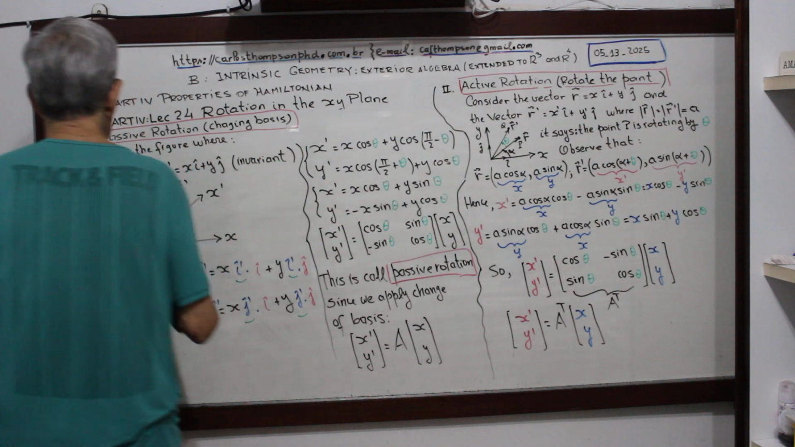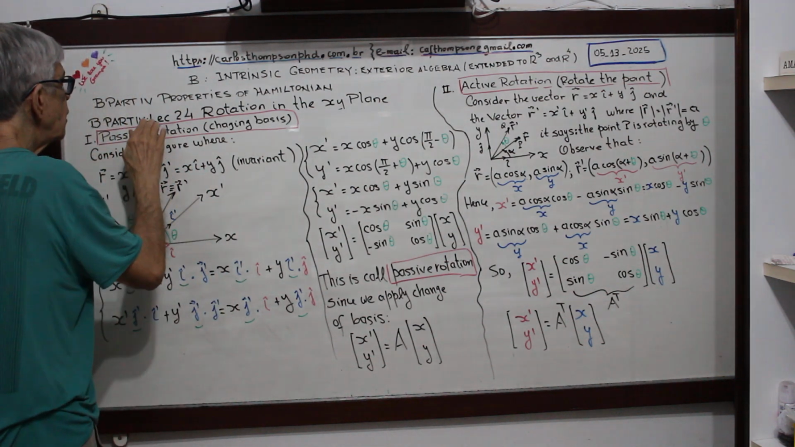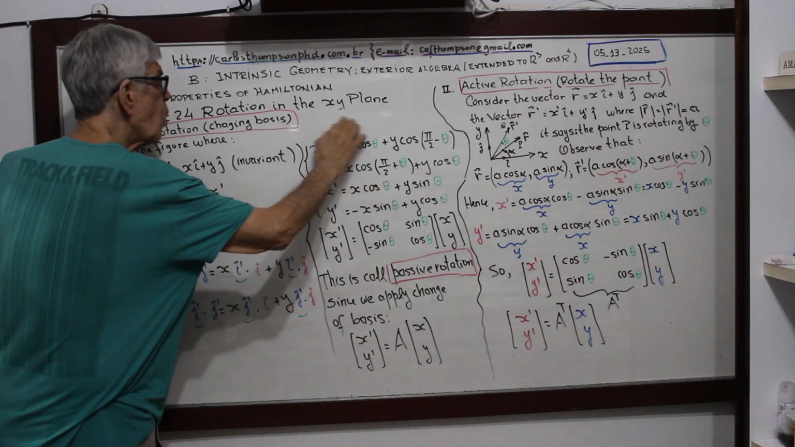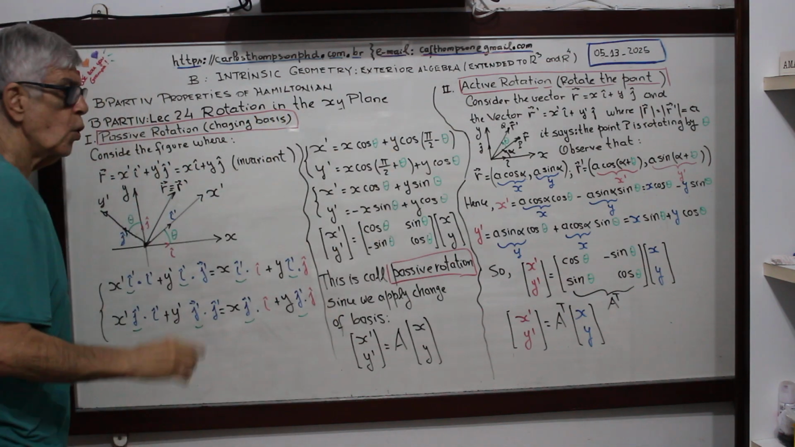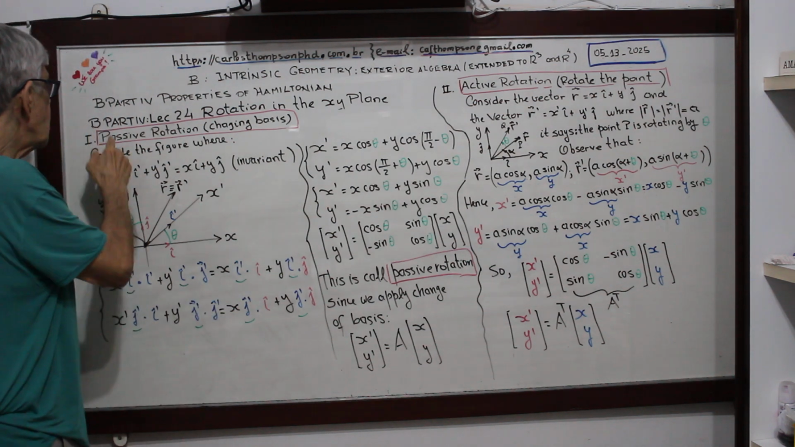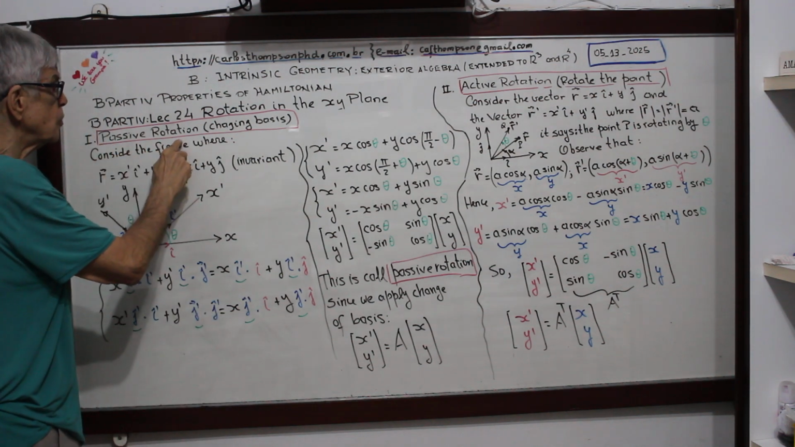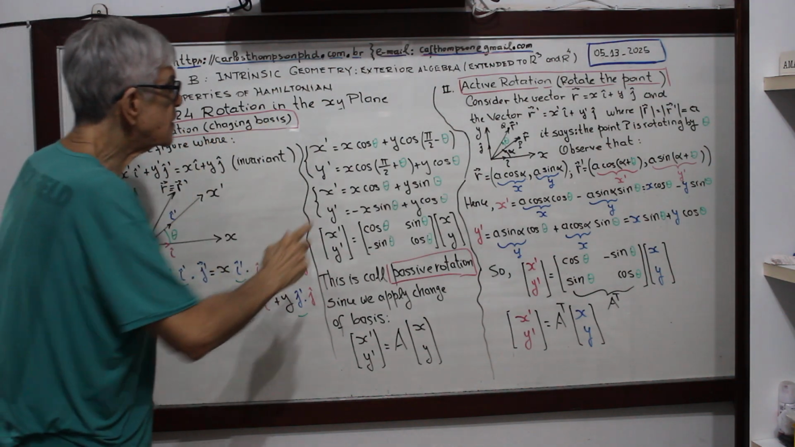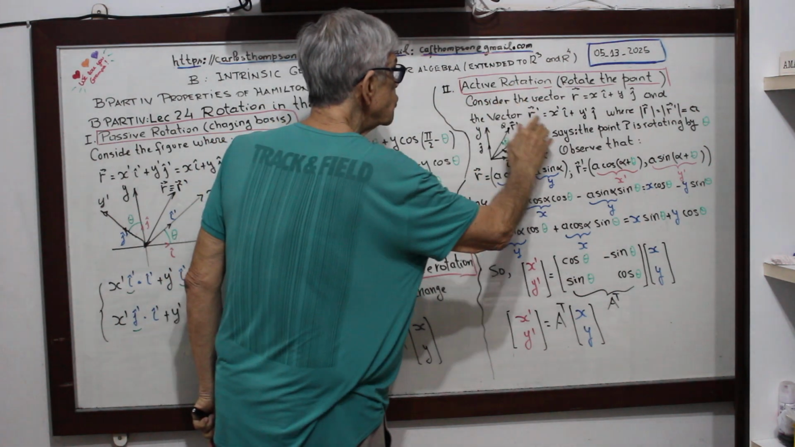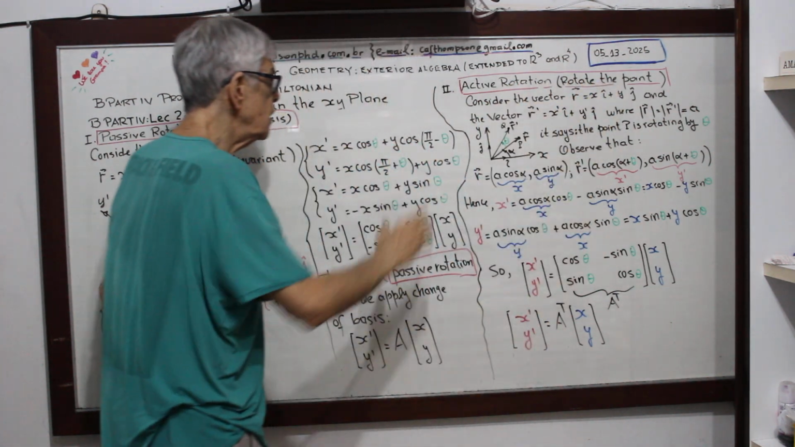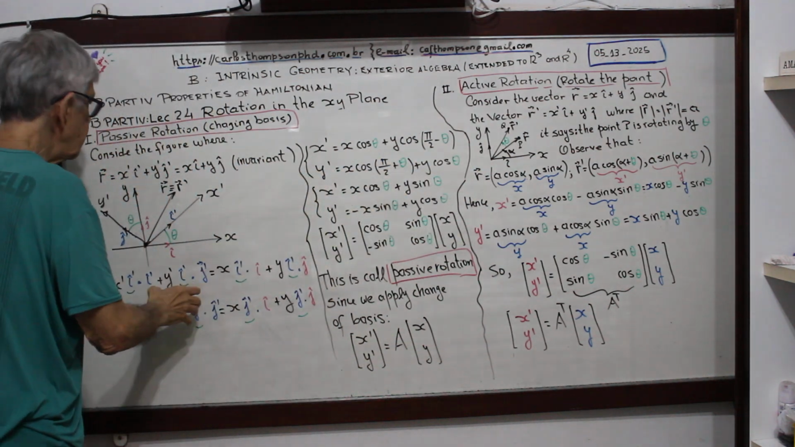Part 4, lecture 24: rotation in the XY plane. We'll consider two cases, okay? The first one is passive rotation, a change only of the basis. And second, active rotation, where we rotate the point. You see, they are different, okay?